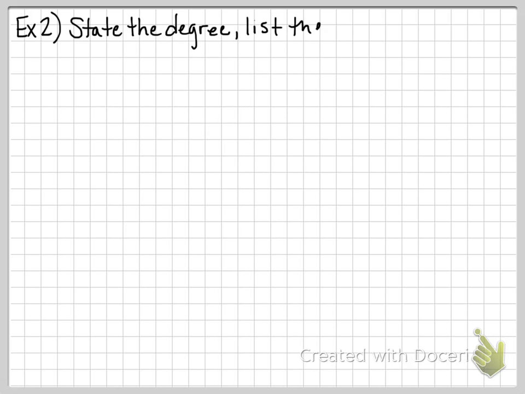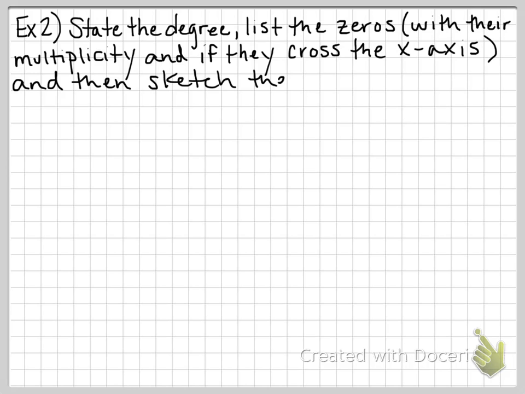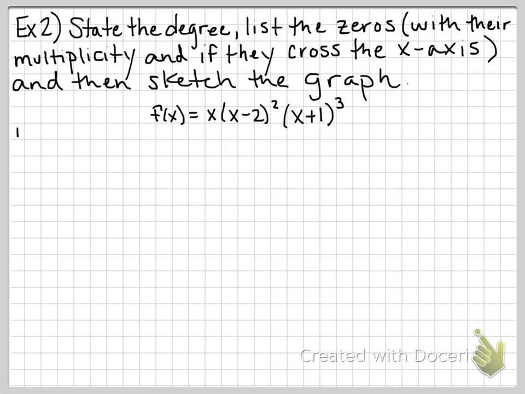State the degree, list the zeros with their multiplicity, and indicate whether or not they cross the x-axis, and then sketch the graph of the polynomial. The polynomial we're going to look at is f of x equals x times x minus 2 squared times x plus 1 cubed.